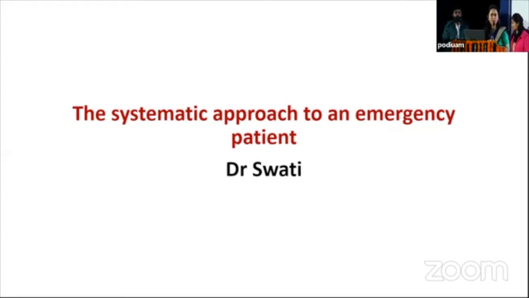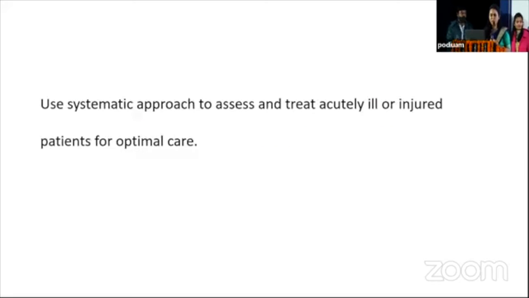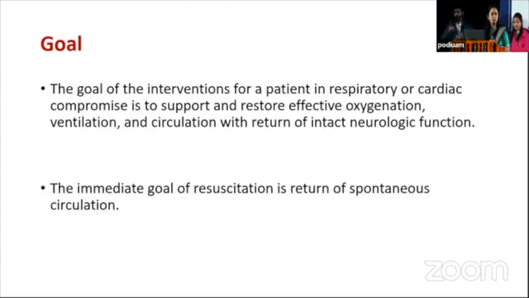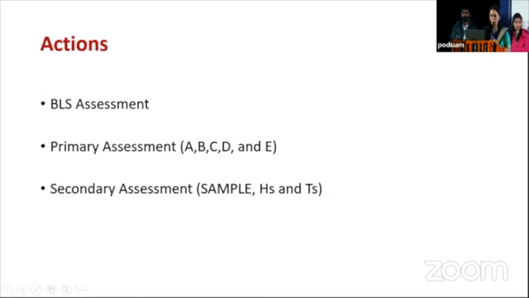So, just starting with the topic, it is the systematic approach to an emergency patient. Now, what is the requirement of the systematic approach? Whenever we have an acutely ill or injured patient, we need to give a very systematic approach for optimal care. What is the goal of this systematic approach? The goal is that we have to support and restore the oxygenation, ventilation, and circulation, with an intact neurological outcome in any patient.